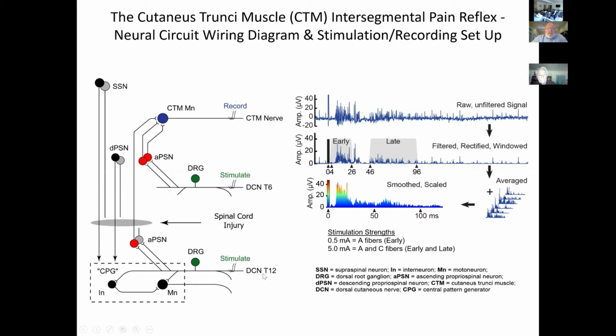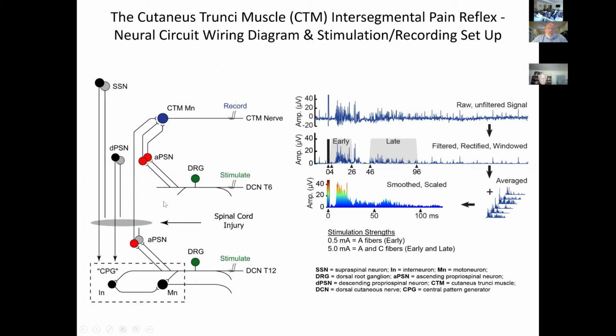So instead of pinching the skin, we can stimulate dorsal cutaneous nerves all the way up and down the spinal column. They are segmental and come into the spinal cord at every level. And instead of watching the muscle contract, we can actually record from the motor nerve. And so we stimulate and record and get these traces over here on the right.